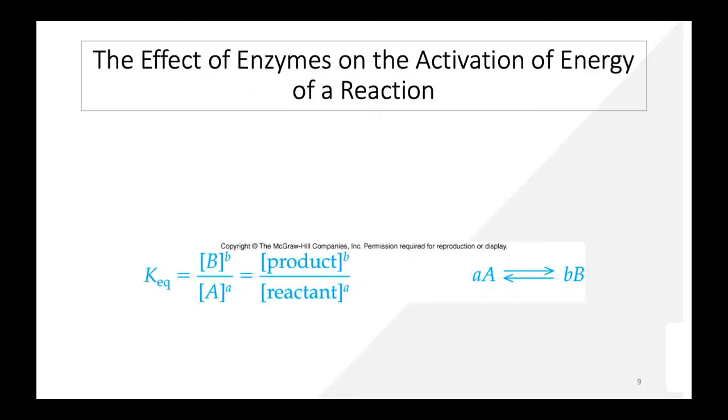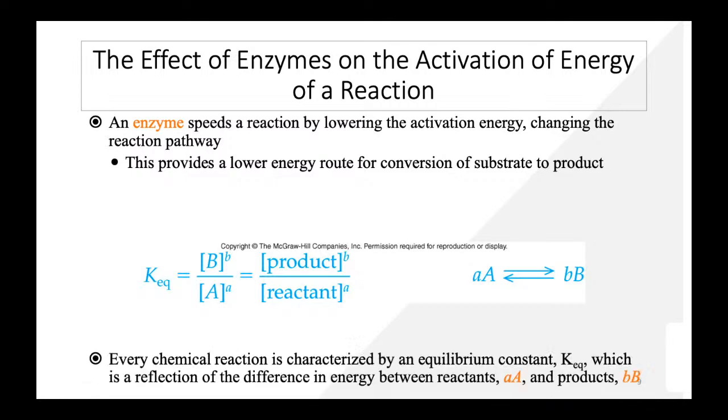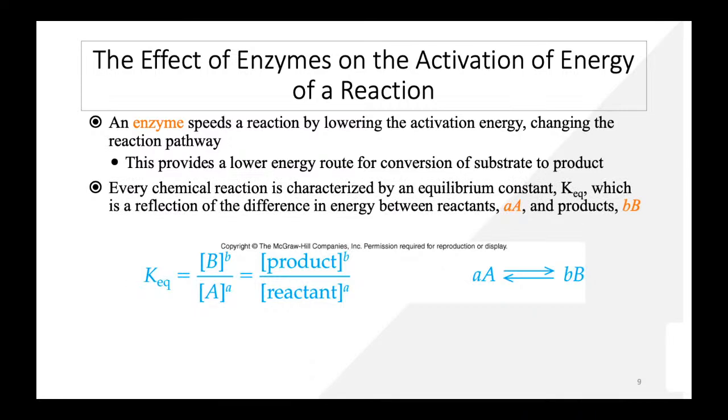The effect of enzymes on the activation energy of a reaction. There is an equilibrium constant K, for a reaction with small a of capital A and small b of capital B, where K is the product concentration raised to power b over the reactant concentration raised to power a. Enzymes speed up the reaction by lowering the activation energy, changing the reaction pathway, and this provides a low energy route for the conversion of the substrate to products. Every chemical reaction is characterized by the equilibrium constant, K equilibrium, which is a reflection of the difference in energy between reactants and products.